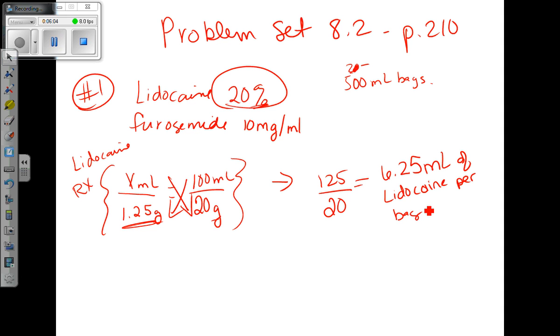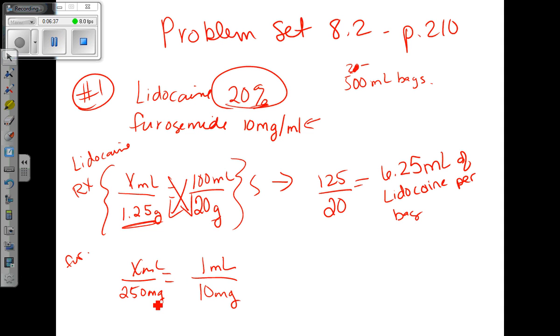Now we want to do the furosemide. I'll just abbreviate it FUR. We're going to do the same thing. We know our stock will be on this side: 1 milliliter to 10 milligrams. That's our stock. In your prescription, you have 500 milligrams, but remember you're halving it, so it'll be 250 milligrams of furosemide in X milliliters.